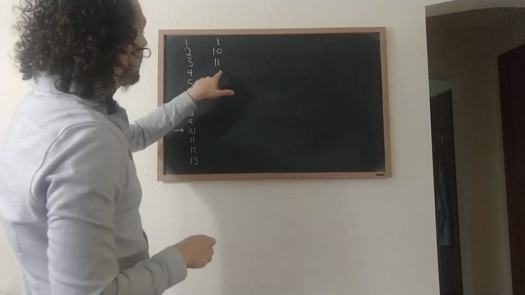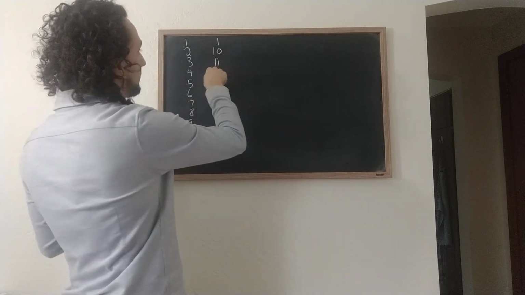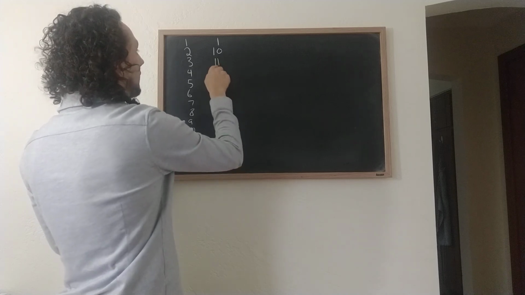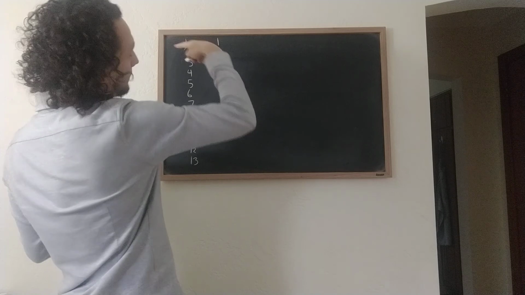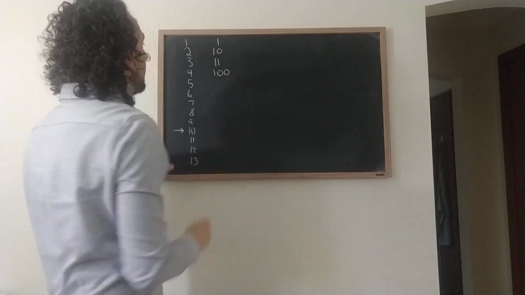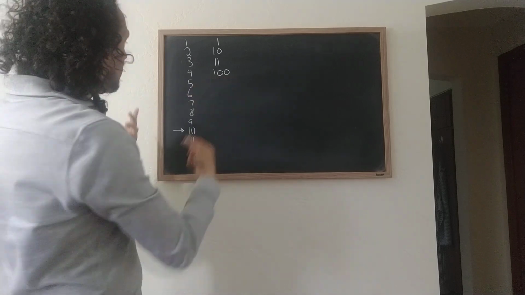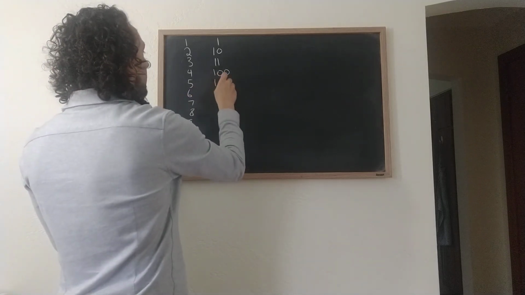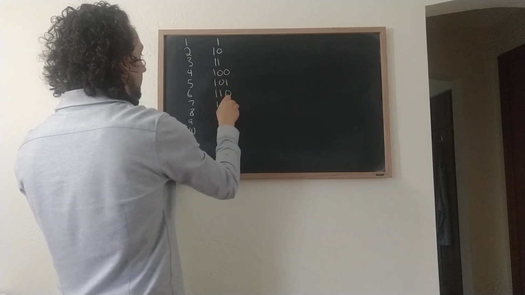And then when I get to 4, I increment the 1's column again, but it spills over, and it gives me an increment to the 2's column, which is also out of space, so that spills over and increments the 4's column. So this looks like this: 1 four, 0 twos, and 0 ones. So counting upwards in binary looks like this.